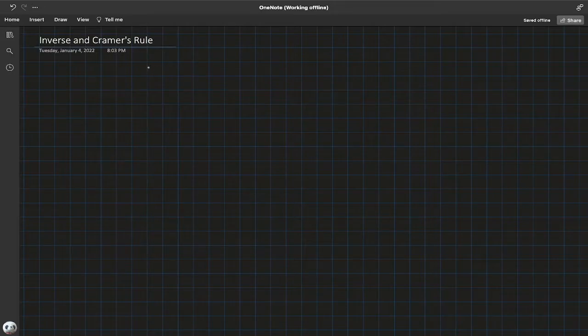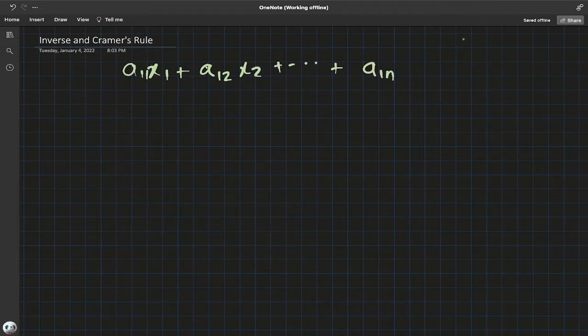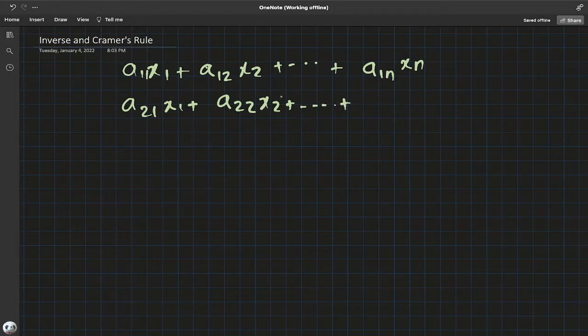So assuming you have equation 1: a11 x1 + a12 x2 + ... + a1n xn, equals, say, b1. Then a21 x1 + a22 x2 and so on, where all these a's are basically coefficients, equals b2. Keep sort of doing this.